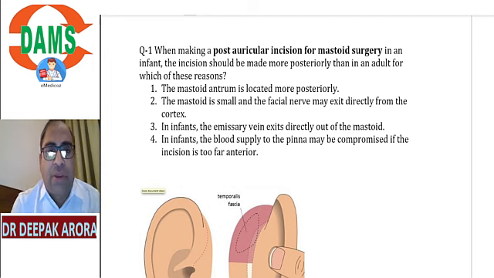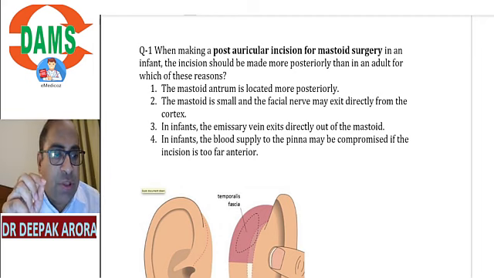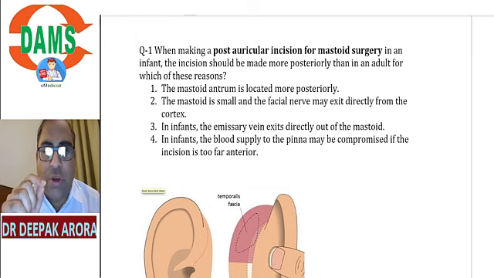Let us start. When making a post-auricular incision for a mastoid surgery in an infant, the incision should be made more posteriorly than in an adult. For what? Anyone who can update what is the right answer? What is the difference in the mastoid surgery of a newborn against mastoid surgery of an adult? Kindly write in the chat box. So what will be the best possible answer of this MCQ?